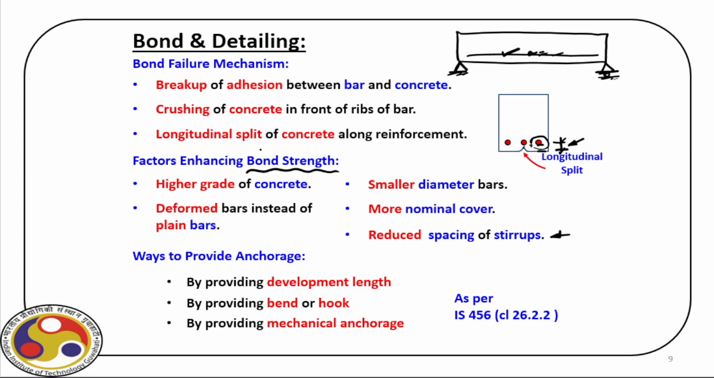Now, what are the different ways of providing anchorage? This is as per clause 26.2.2. We can provide development length. We can provide bend or hook. I will just discuss this in a minute. And we can also provide mechanical anchorage. I will show you what we mean by this mechanical anchorage.